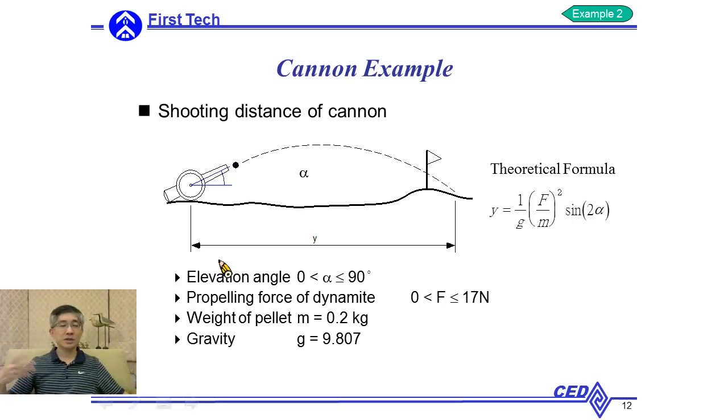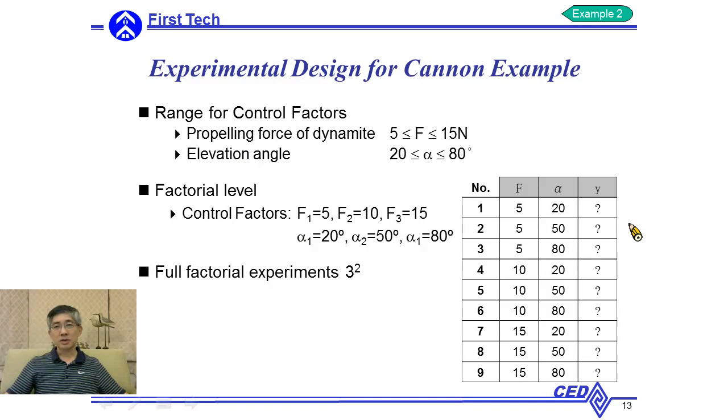Here we certainly won't be able to shoot a cannon in class, so we use a theoretical formula to represent the shooting distance based on the selection of angle and propelling force of dynamite. Once we get F, the propelling force, and also the angle, we can use this formula to estimate the shooting distance, and we treat this as the experiment. So first, we want to convert this cannon example into a factorial experiment.